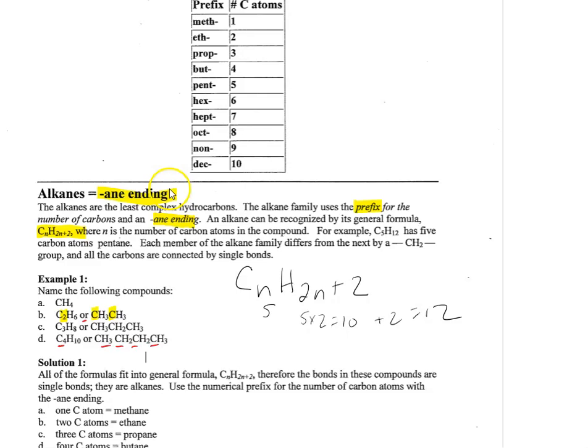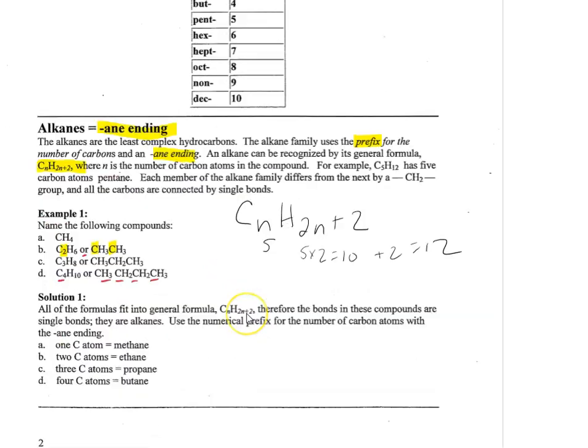Again, alkanes are pretty easy, and this is just that general formula. You can work it backwards and figure out how many hydrogens there are versus carbons. Forwards is easier for me, but that's that.